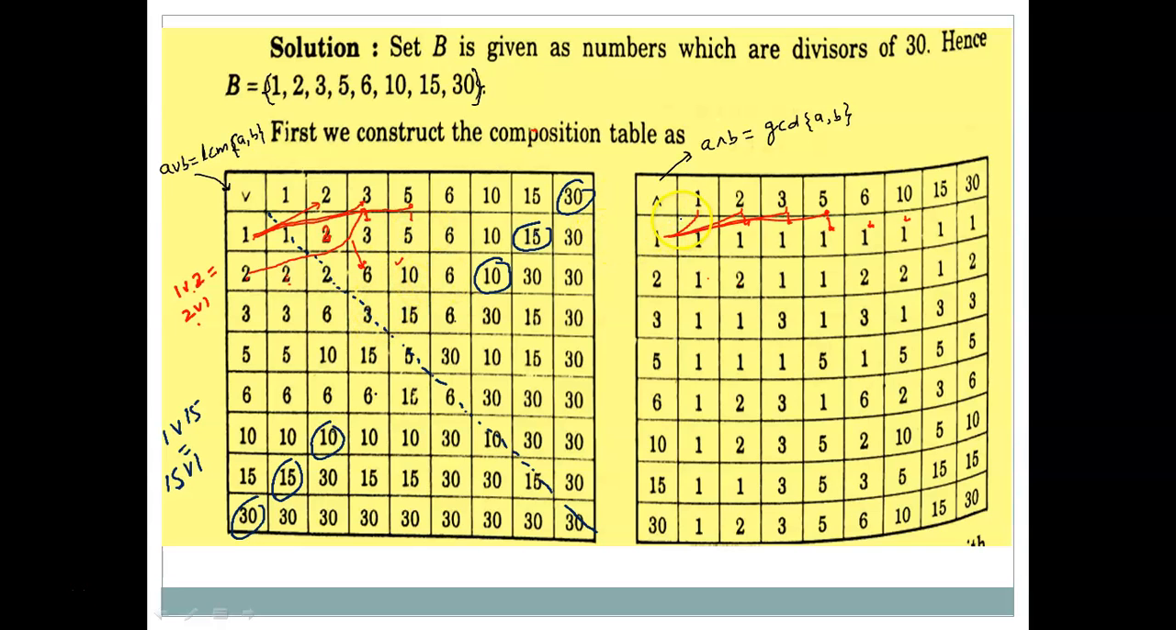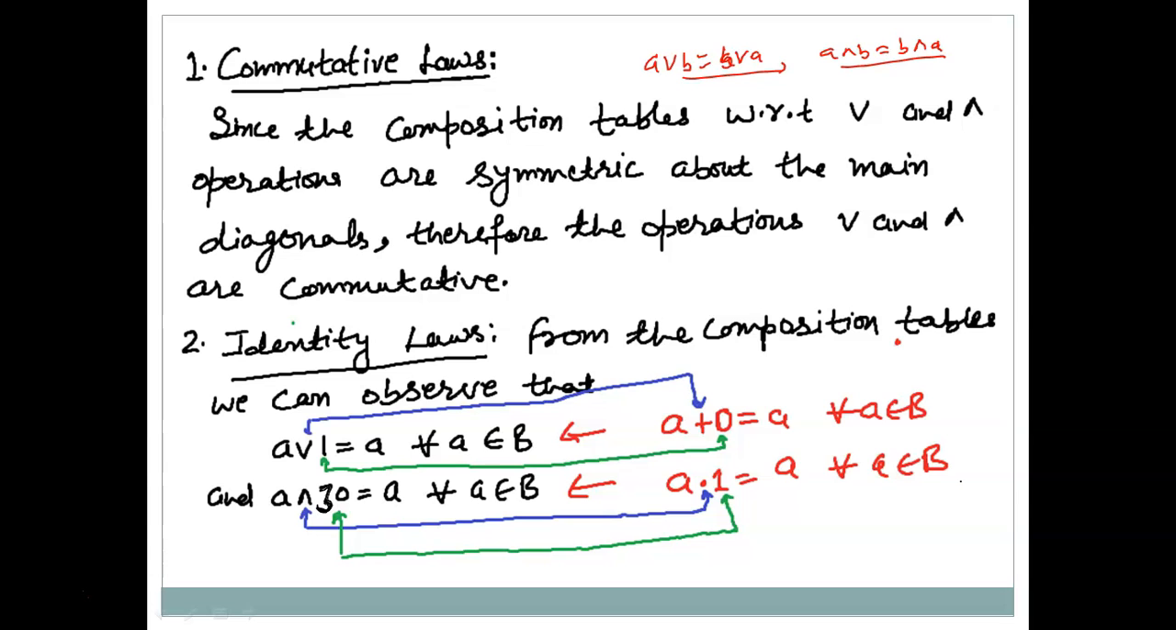Exactly in the same manner about this diagonal in this table also, you will observe that the elements are the same, or this is a symmetric matrix. In fact, you can say if you look at these tables as a matrix, then these are symmetric matrices. So if we get a symmetric matrix in a composition table, then you will say that the commutative property is automatically satisfied. Then the identity laws.